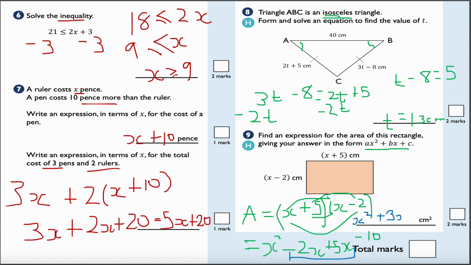And that is an expression for the area, because we don't know what the value of x is, but the general expression for the area is x squared plus 3x minus 10. And it should be an x there, guys. So x, there we go. And then it's minus 10, guys.